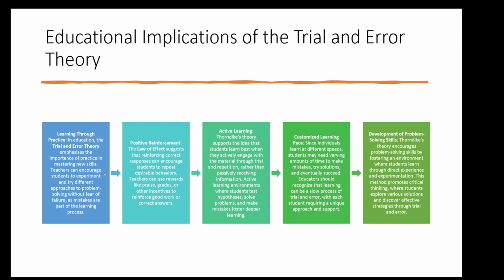Educators should recognize that learning can be a slow process of trial and error, with each student requiring a unique approach and support. Development of problem solving skills. Thorndike's theory encourages problem solving skills by fostering an environment where students learn through direct experience and experimentation. This method promotes critical thinking, where students explore various solutions and discover effective strategies through trial and error.